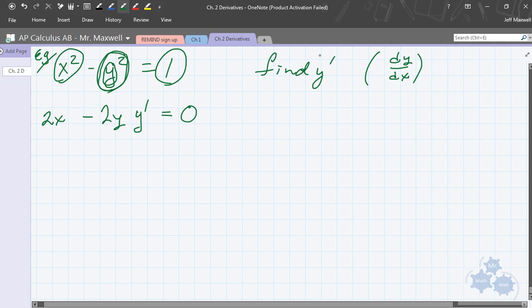Awesome. Now, we're solving for y prime. So you just isolate y prime here.